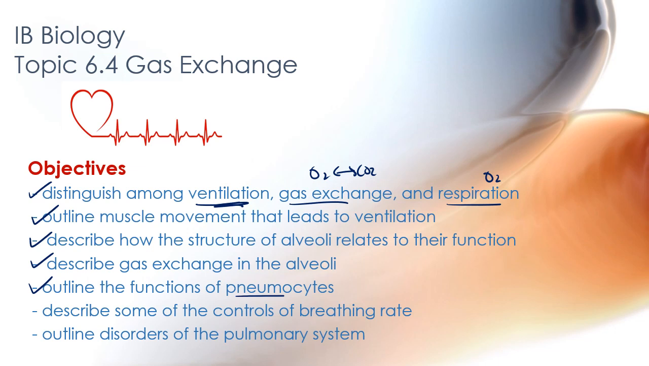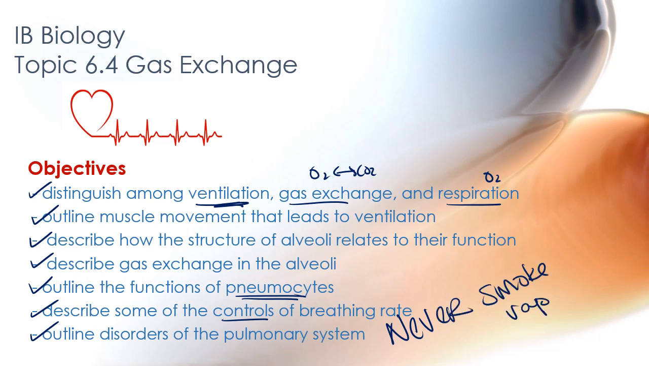We have those two kinds of pneumocytes. Type 1 are super flat, allow for gas exchange. Type 2 make the surfactants so the alveoli do not close in on themselves. We talked about how pH receptors in the brain control how fast we breathe. And then we talked about some of those disorders of the pulmonary system and how we are never, ever going to smoke or vape, because they're terrible.